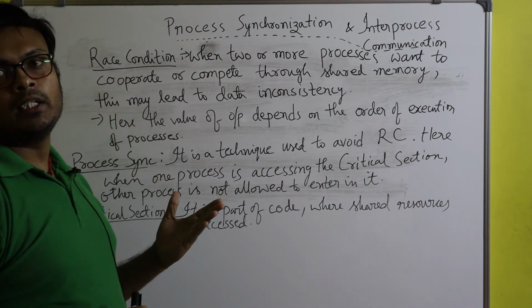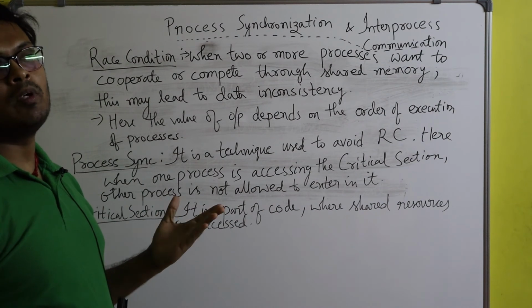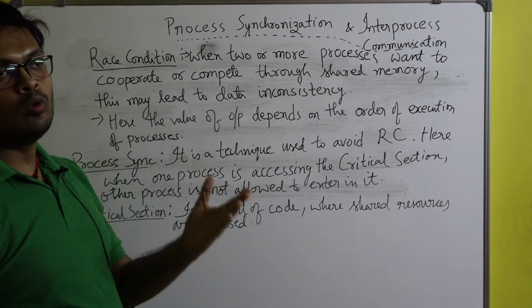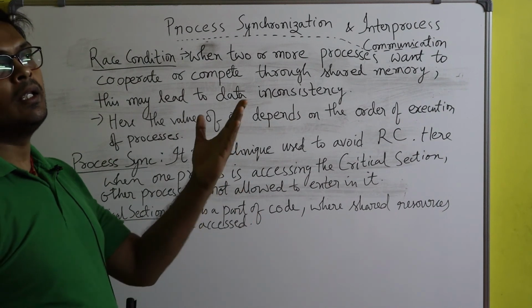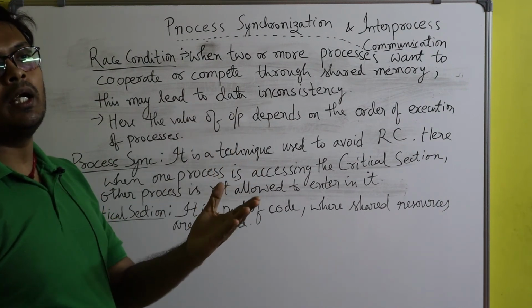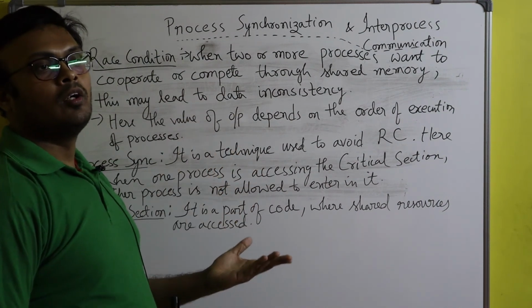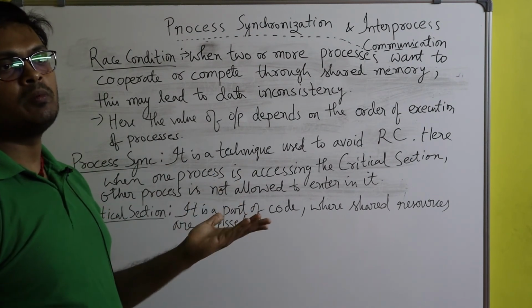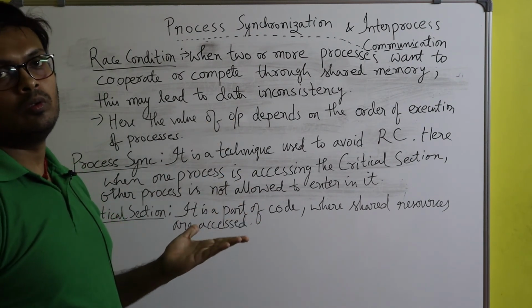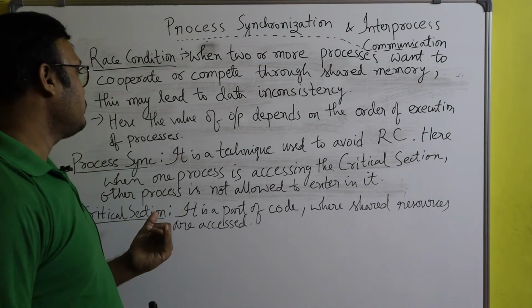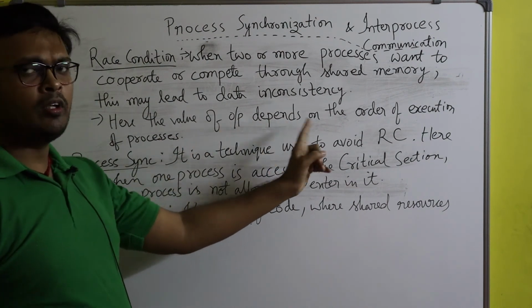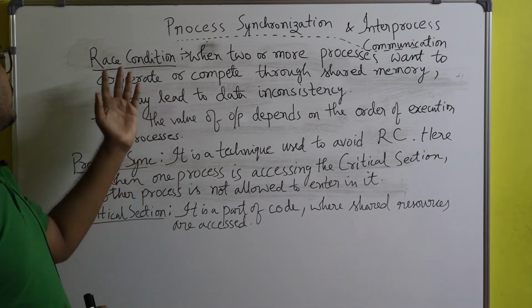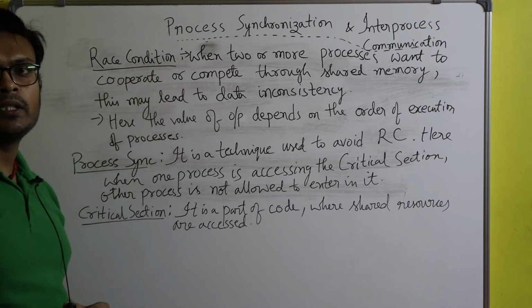If P1 is executing, then there is a preemption, and P2 gets the CPU. The value produced at the end will be completely different from the execution in which P2 starts, there is a preemption, and P1 gets the CPU. I've already given you the example. I hope you have understood it. So this is all about race condition.